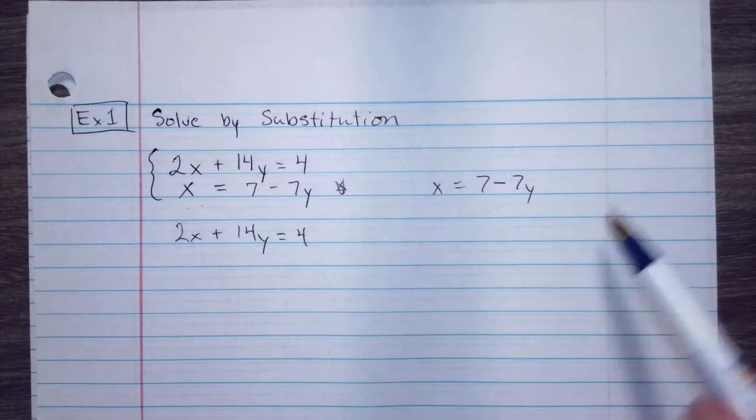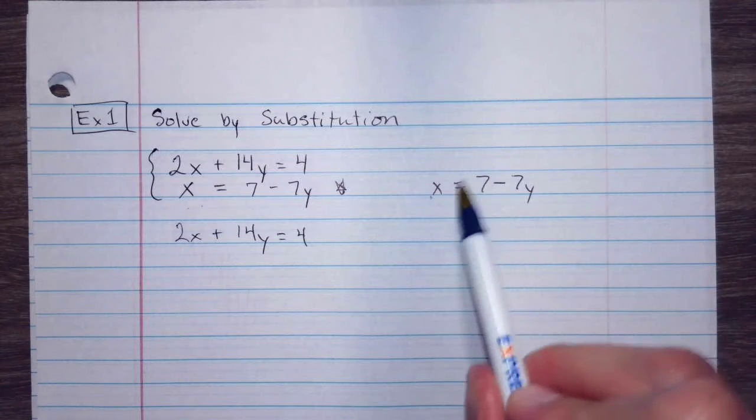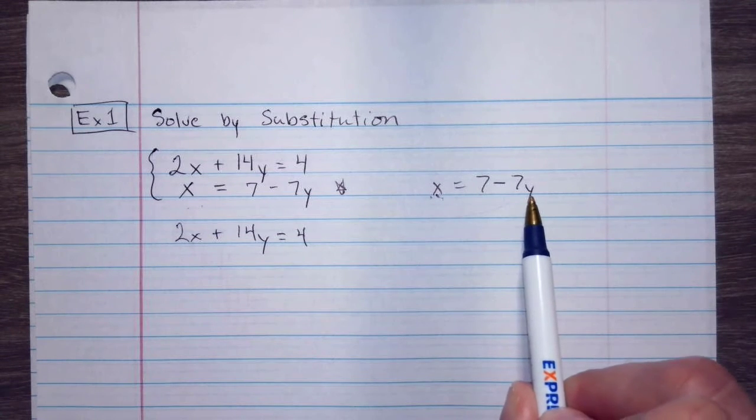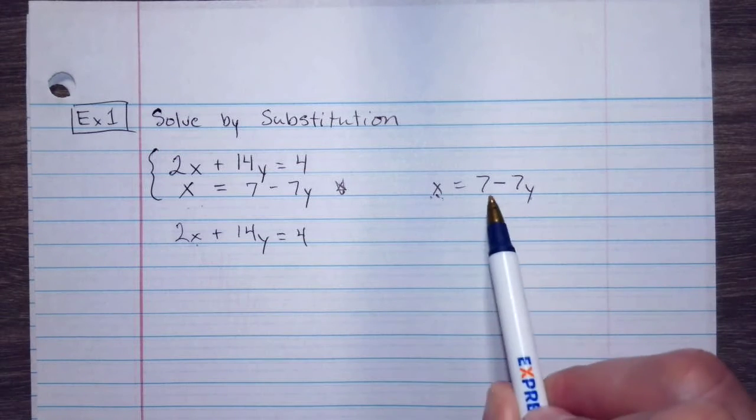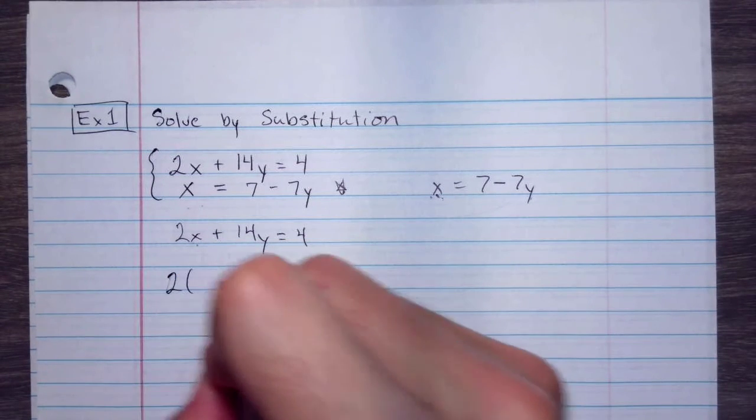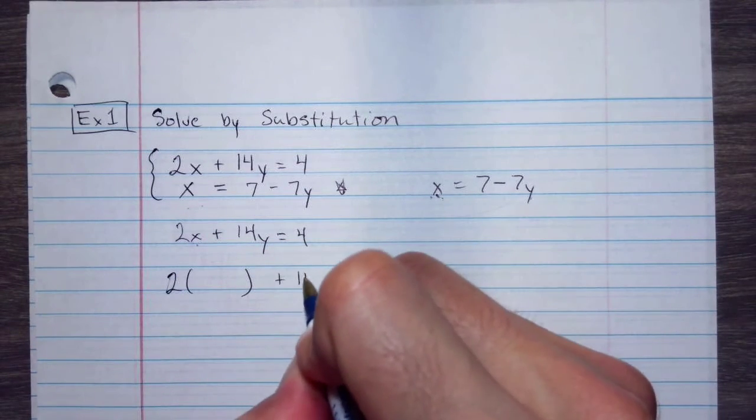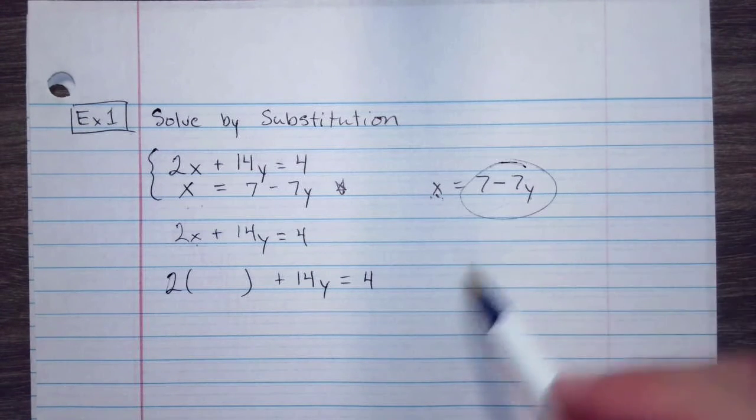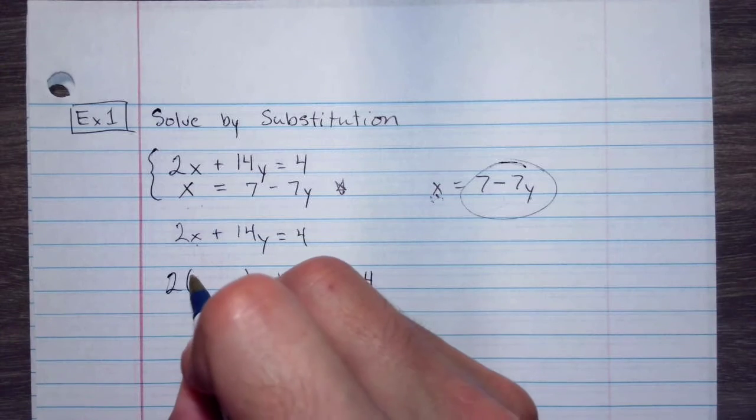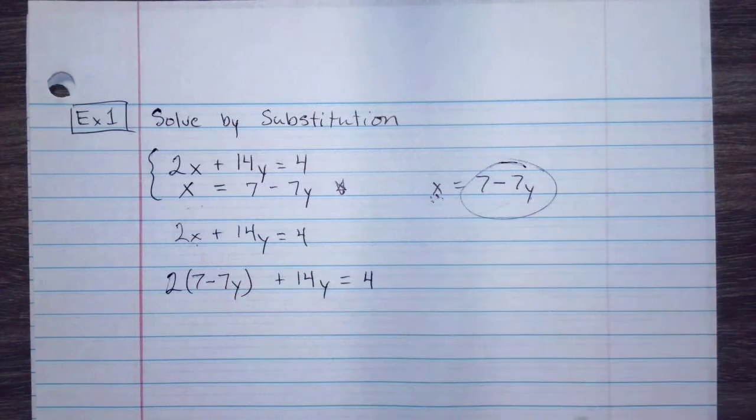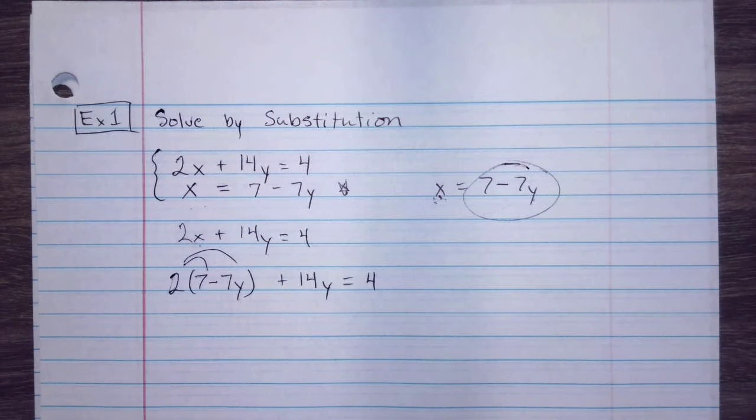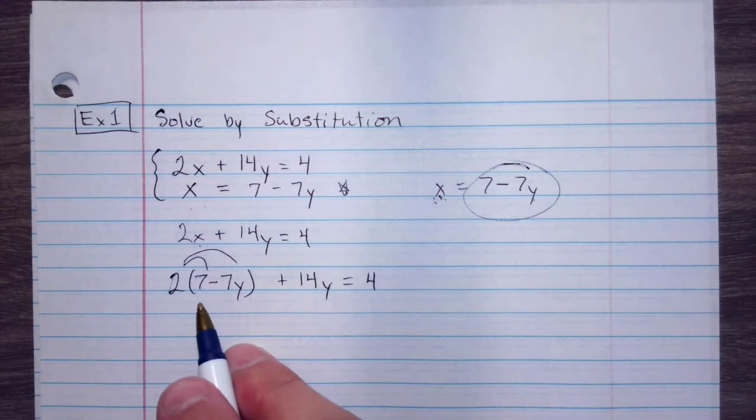I'm going to take this, whatever x is, or actually x is 7 minus 7y. So instead of writing an x here, I'll write 7 minus 7y. So 2 parentheses plus 14y equals 4. And then I'll plug in that, because that's what x is. So 7 minus 7y. And distribute. Let's see what happens here.